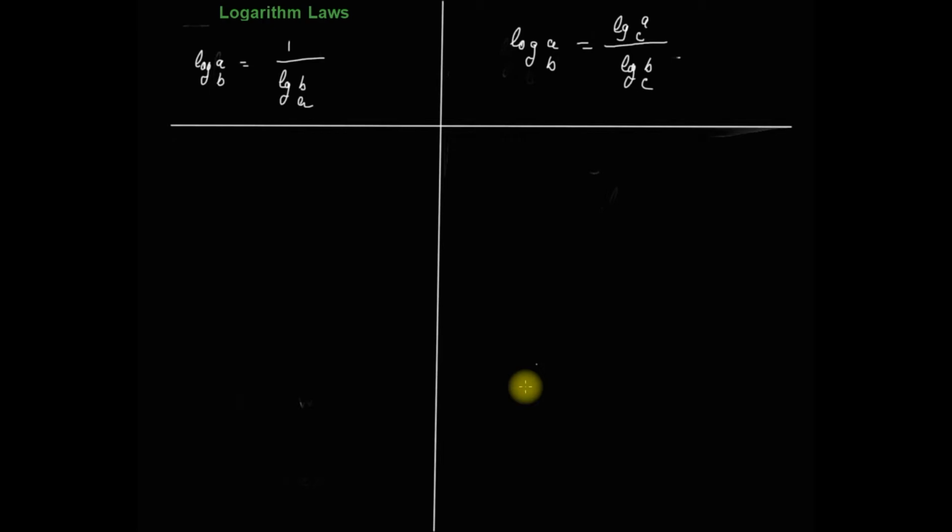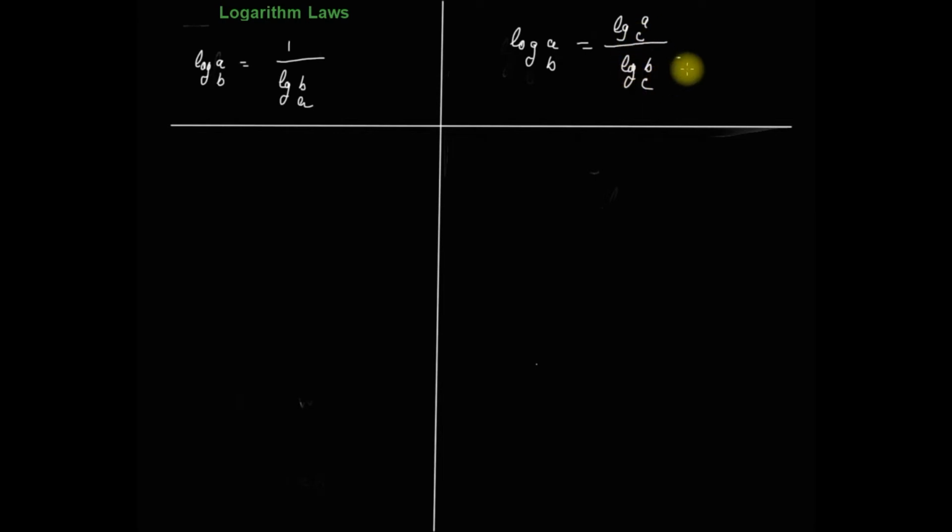But anyway, in this video we are going to prove two identities. One is that log base b of a is equal to 1 over log base a of b, i.e. if we interchange the logarithm and its base, one is the inverse of the other. And the second one is that log base b of a is equal to log base c of a divided by log base c of b.